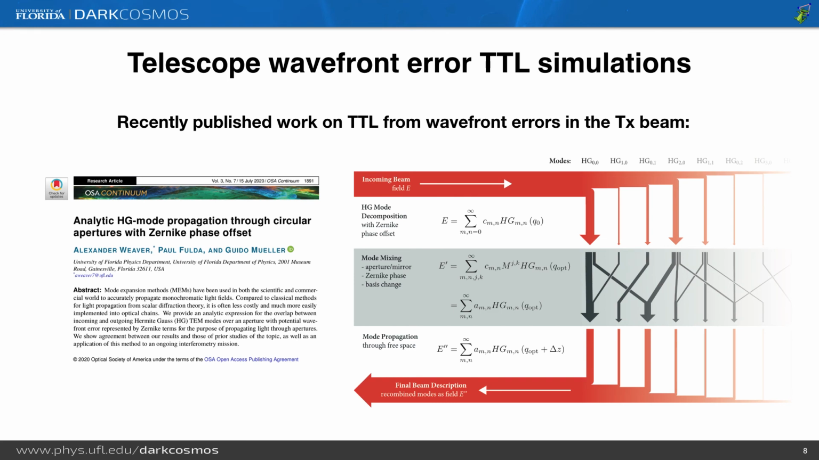One example of a non-geometric TTL coupling is via wavefront errors on the transmit and receive beams. Please see Alex Weaver's Symposium talk for some discussion of his work on transmit wavefront error TTL, or read this recently published open access paper describing the methods that we're using to calculate this. A similar analysis for the receive side of the telescope is in the works.